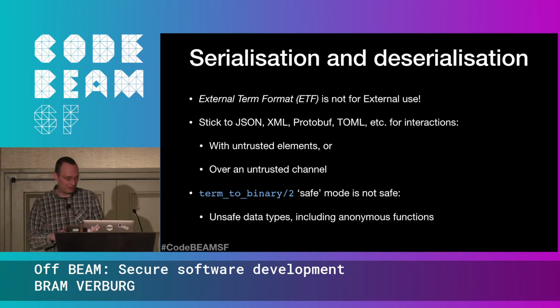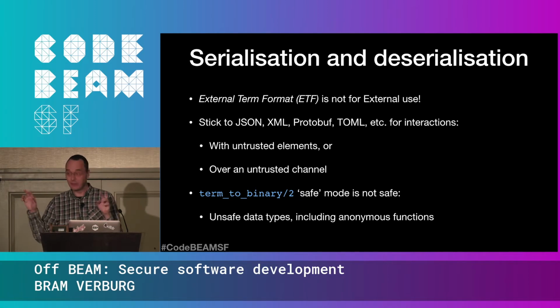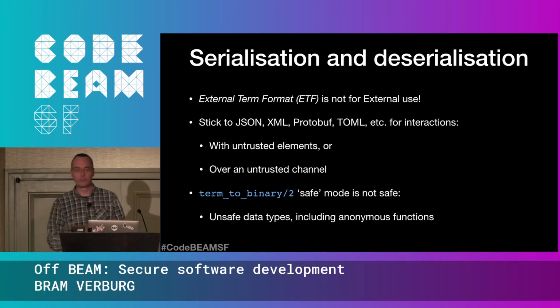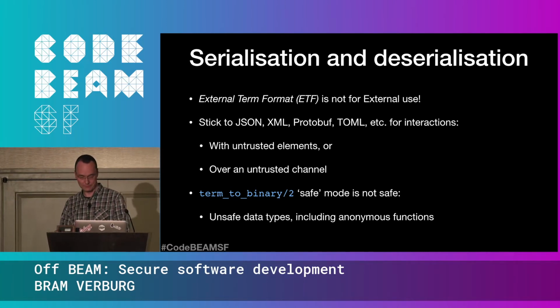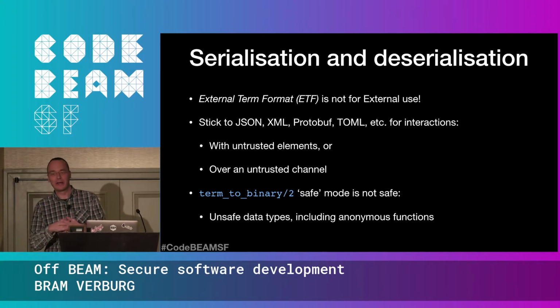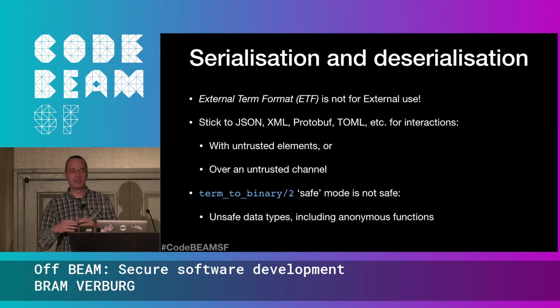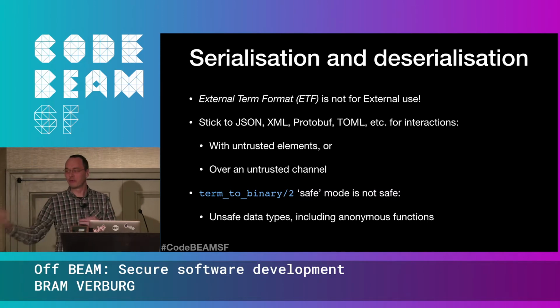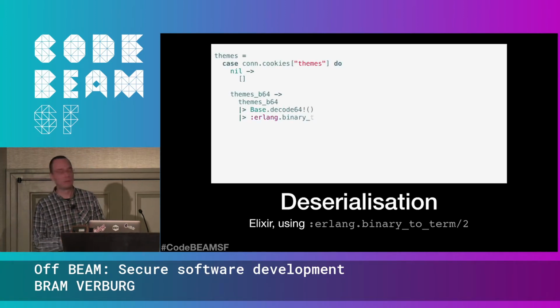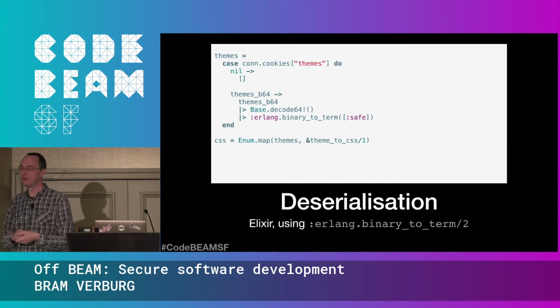And by the way, the term to binary function takes an optional argument called safe. That doesn't make it safe in the sense of preventing deserialization of anonymous functions. It basically just does what the two existing atom functions do. Now, of course, deserializing an anonymous function is only a risk if you're then going to invoke that function, right? Now you may say, okay, I'm not going to invoke any of the data structures that I deserialized, but in Elixir in particular, you can have some surprising cases of code invocation, code execution.